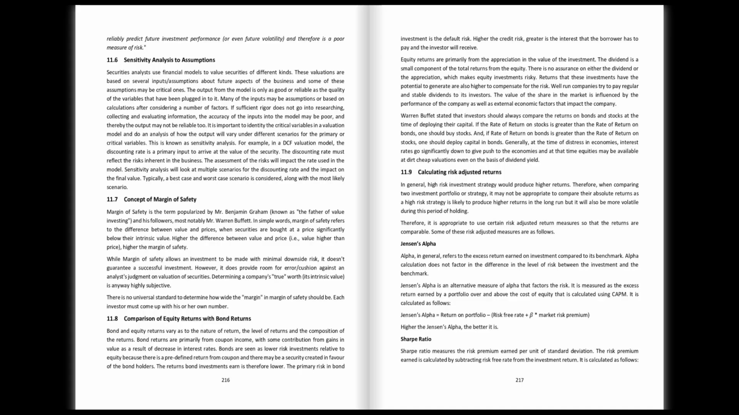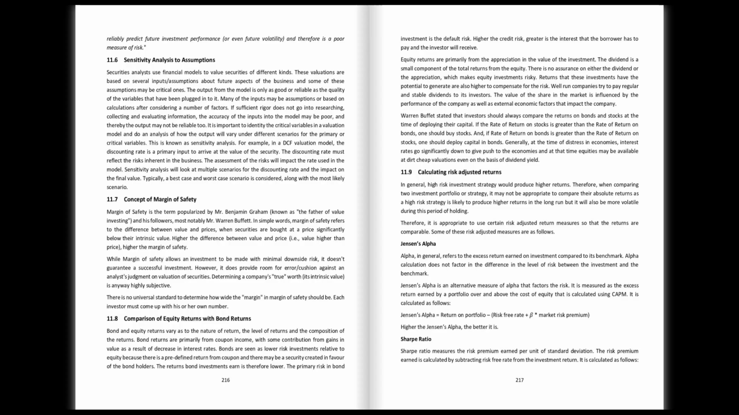Jensen's alpha. Alpha, in general, refers to the excess return earned on investment compared to its benchmark. Alpha calculation does not factor in the difference in the level of risk between the investment and the benchmark. Jensen's alpha is an alternative measure of alpha that factors the risk. It is measured as the excess return earned by a portfolio over and above the cost of equity that is calculated using CAPM. It is calculated as follows. Jensen's alpha equals return on portfolio minus risk-free rate plus beta multiplied by market risk premium. Higher the Jensen's alpha, the better it is.